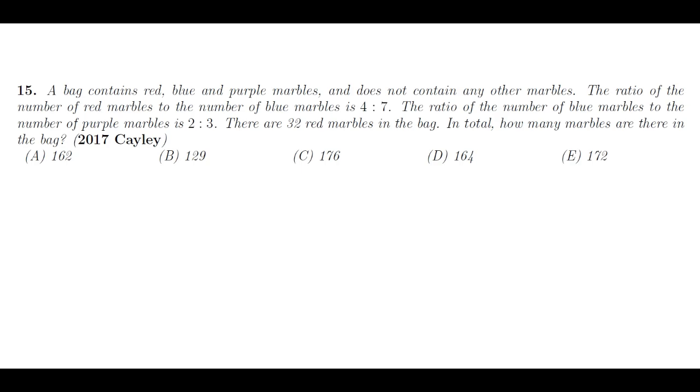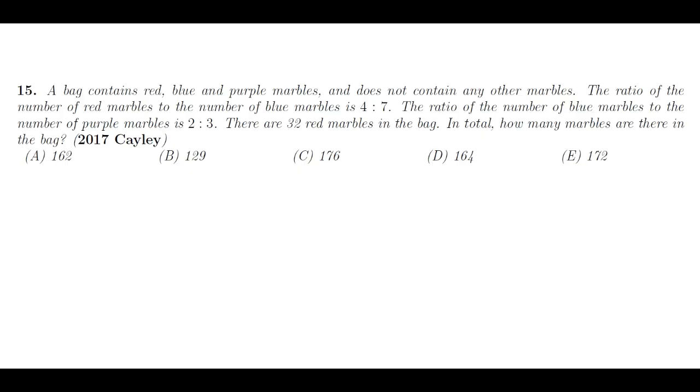So, a bag contains red, blue, and purple marbles and does not contain any other marbles. The ratio of the number of red marbles to the number of blue marbles is 4 to 7. The ratio of the number of blue marbles to the number of purple marbles is 2 to 3. And there's 32 red marbles in the bag. In total, how many marbles are there in the bag? So, again, we've got three things that we're dealing with here. We're given two ratios that look at two parts.